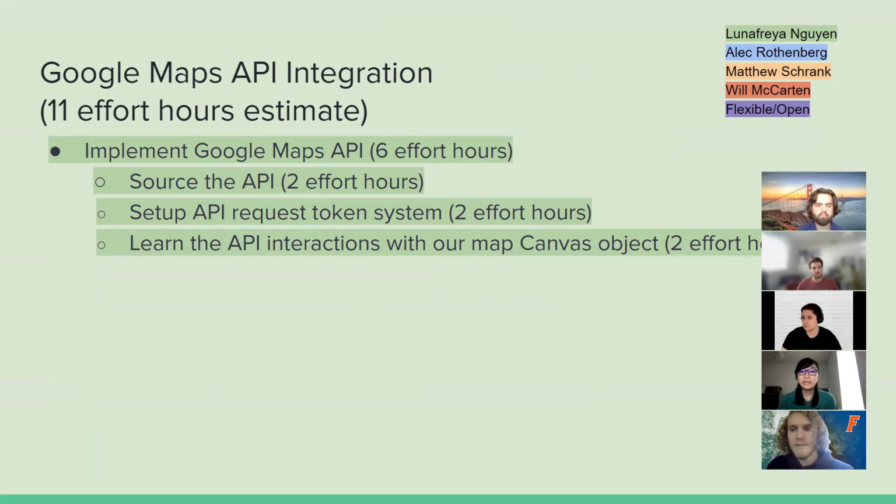So with the Google Maps API integration, we're estimating about 11 effort hours to integrate everything that we want to be integrated for a site, which is just sourcing the API and getting used to that whole API, as well as setting up the API request token system for the site, because it's one thing to use it personally and another to actually have it in a nice way where it's not in the GitHub. And we'll have to figure out the API interactions with our map canvas object as well.